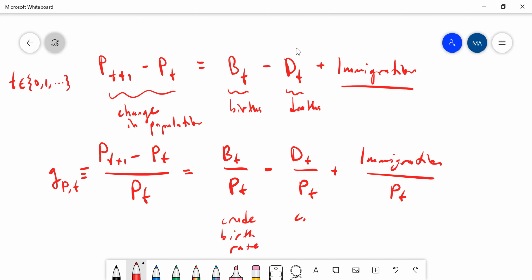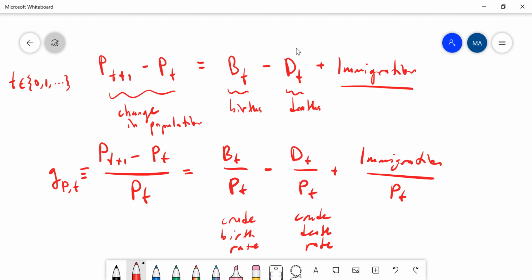Okay, and this is what we call the crude death rate, and this is the rate of immigration. So how many births per person actually occur in an economy? How many deaths per person occur in an economy? And what is the net immigration relative to the existing population in the country? So these three ratios then determine the growth rate of population.